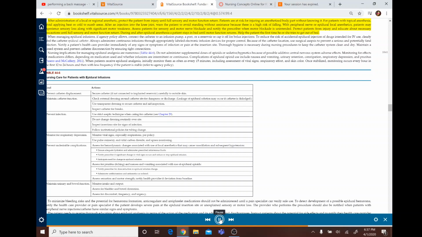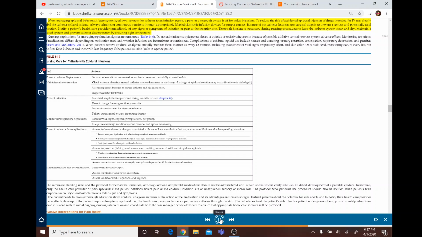Protect patients from injury and educate about necessary precautions until full sensory and motor function return. During and after epidural anesthesia, a patient stays in bed until motor function returns. Help the patient the first time he or she tries to get out of bed. When managing epidural infusions, if agency policy allows, connect the catheter to an infusion pump, a port, or a reservoir, or cap it off for bolus injections.